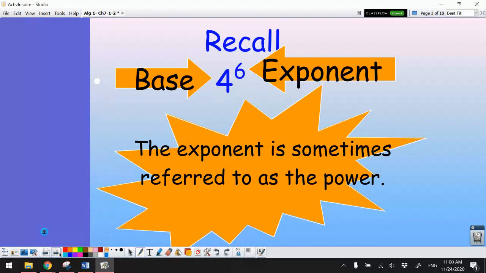All right, now let's remember what the pieces of a monomial are. A monomial is a single term. It can have powers, it can be multiplied, but it's a single term. The big number or the big item is called the base, and the small number is called the exponent, sometimes called the power. So exponent and power are the same thing.